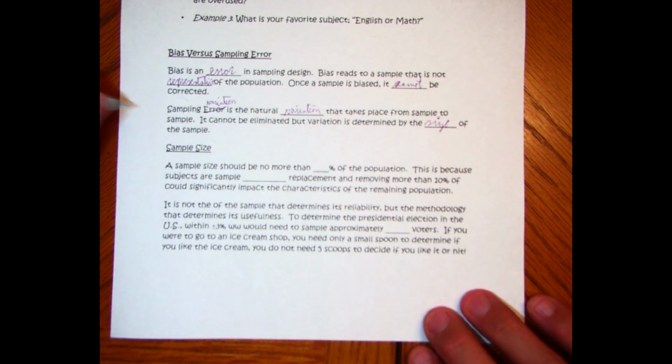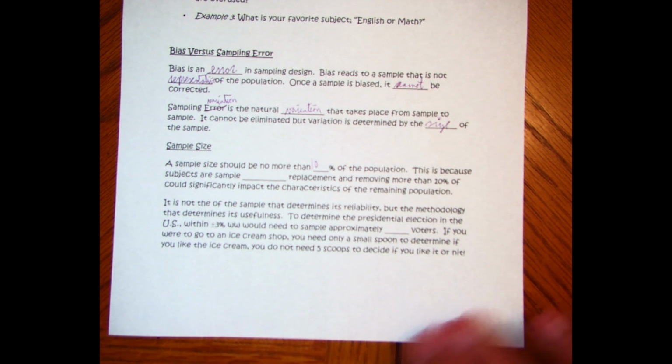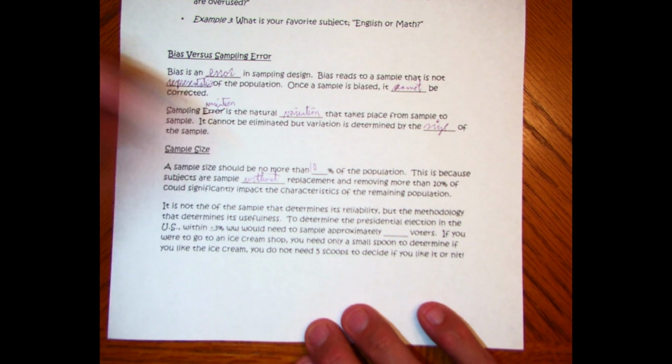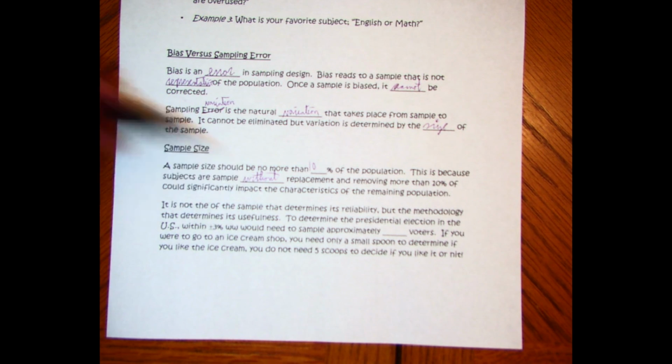Okay, so a sample size should be no more than 10% of the population. This is because subjects are sampled without replacement, and removing more than 10% of the population could significantly impact the characteristic of the population. Every time you sample someone, the rest of the population that's left slightly changes.